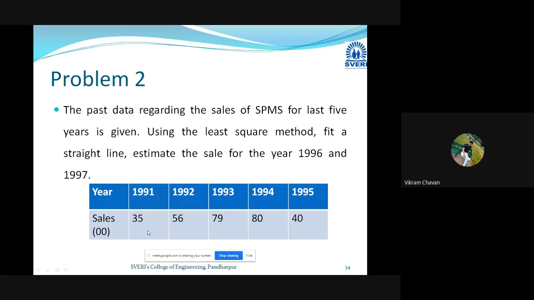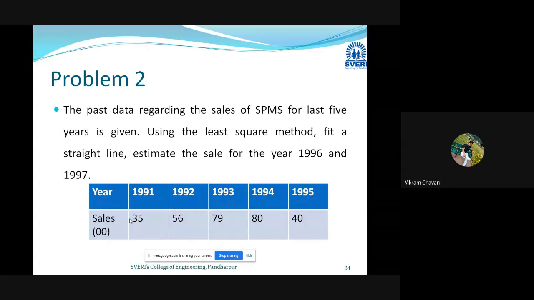So what will be the n? I will ask one by one. What will be the n value? Just put it in the chat box and everybody solve this problem. Yes, Pradyuman, right.